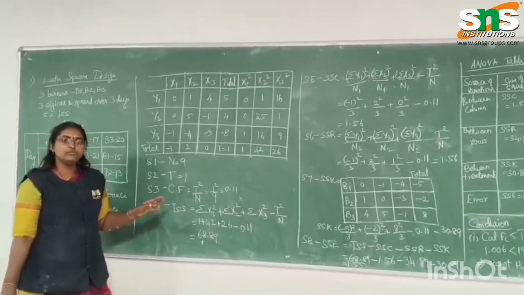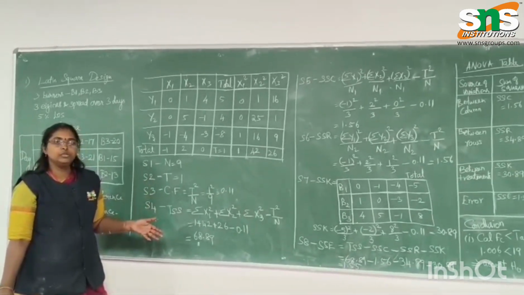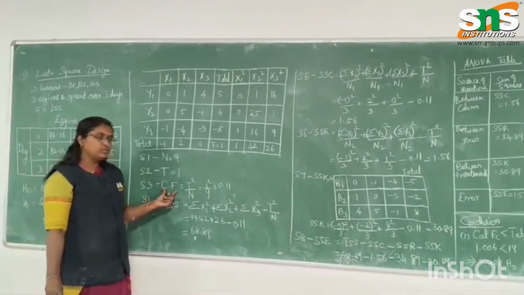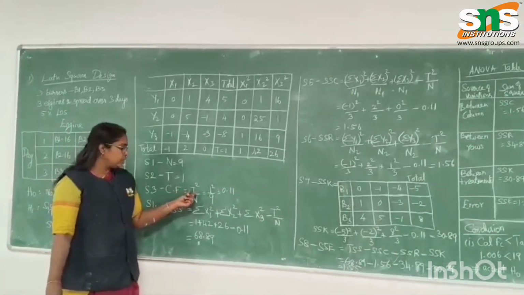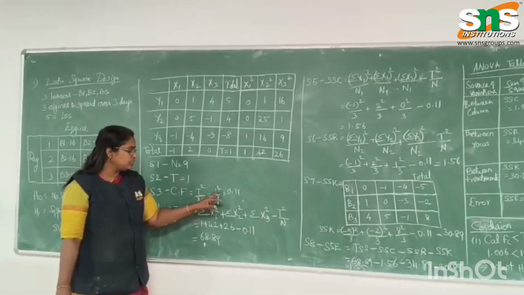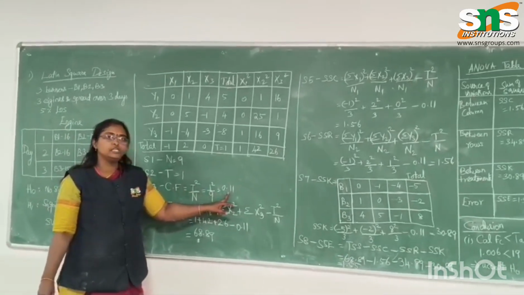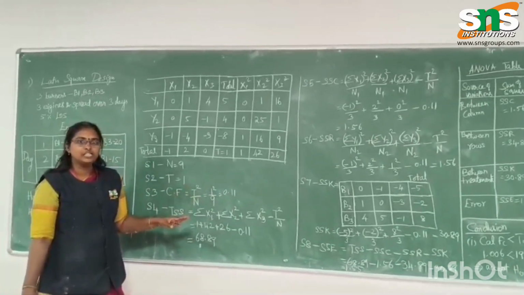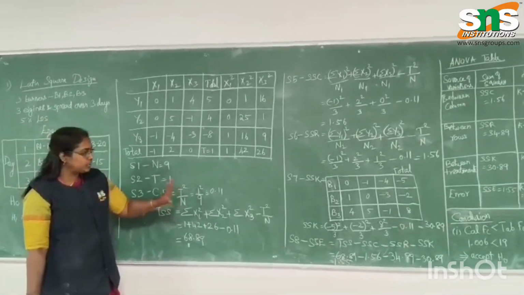In each sum with numerical values we need to calculate the correction factor. The formula is d squared by n. The d squared by n value we got is 0.11. I already wrote all the calculations here.